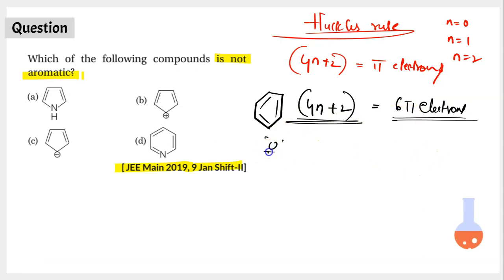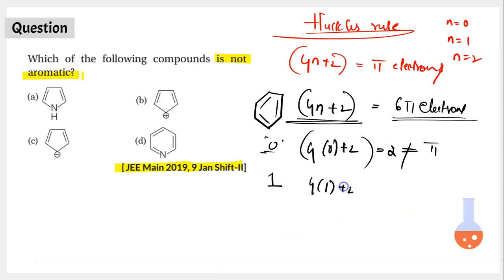In the first place, I'll take the n value to be equal to 0. Then 4 into 0 plus 2. What is 4 into 0 plus 2? This is equal to 2, isn't it? Is this equal to the pi electrons of benzene? No, this is not equal to the pi electrons of benzene. And I'll take the n value to be 1 and check. I'll take it as 4 into 1 plus 2, which is 4 plus 2, which is 6.